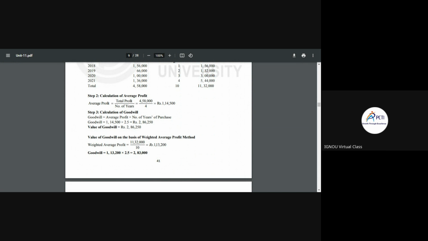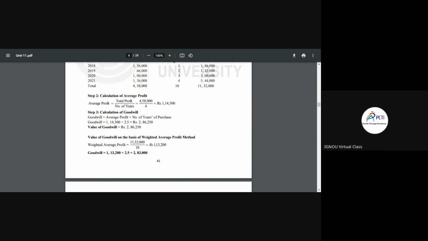Then we need to calculate the goodwill. Goodwill is average profit multiplied by number of years of purchase. So we have 1 lakh 14,500 multiplied by 2.5. So we have the value of goodwill of 2 lakh 86,250.